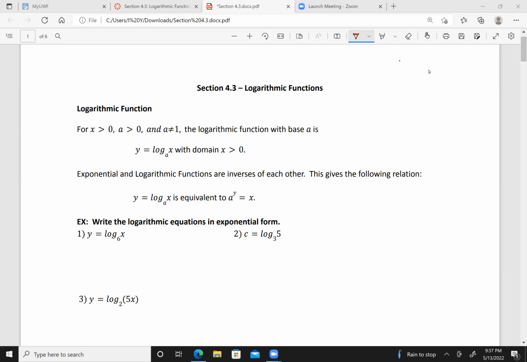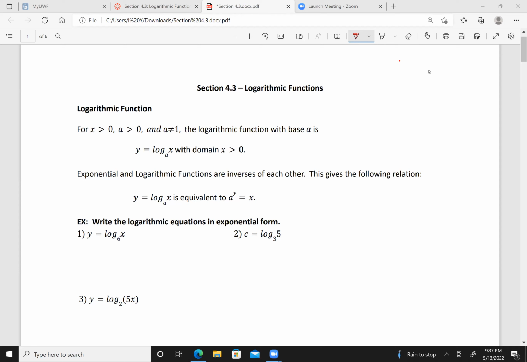Okay, today we're going to look at section 4.3, logarithmic functions. So we have some conditions to take into account. For x greater than 0 and a greater than 0 and a not equal to 1, the logarithmic function with base a is y equals log base a of x, the domain of x greater than 0.